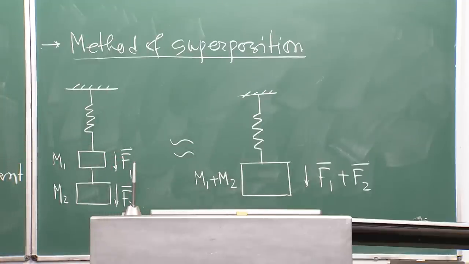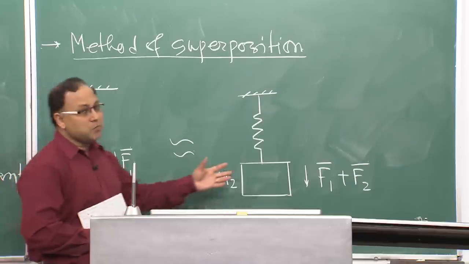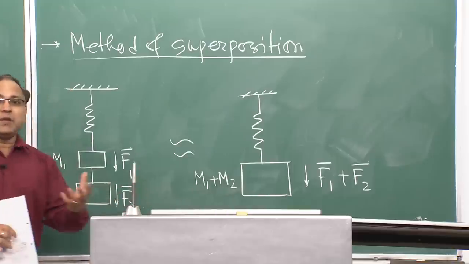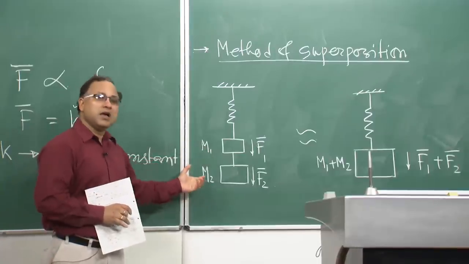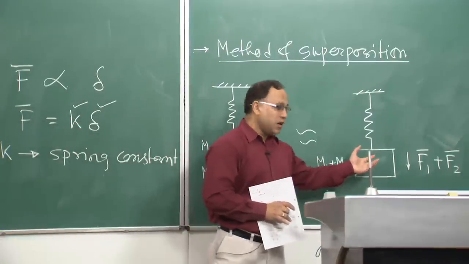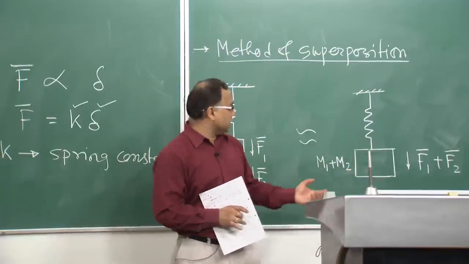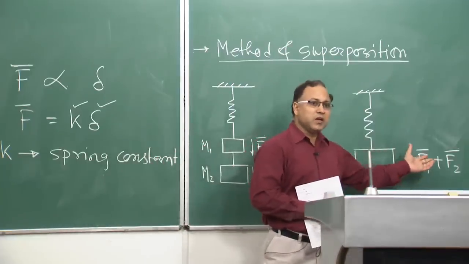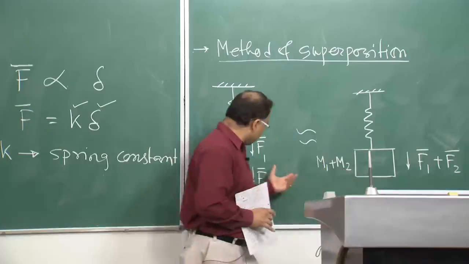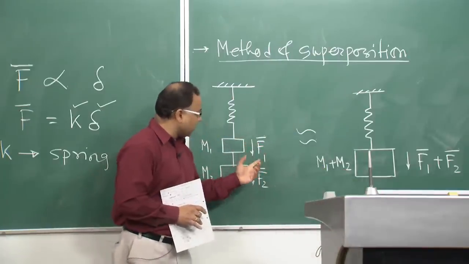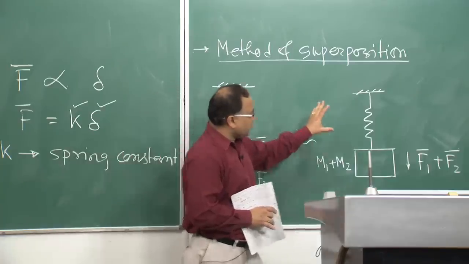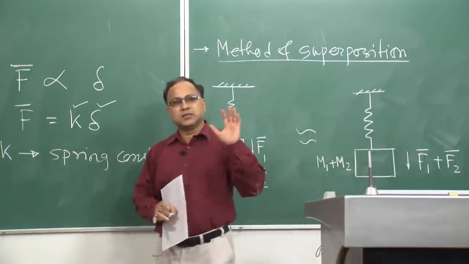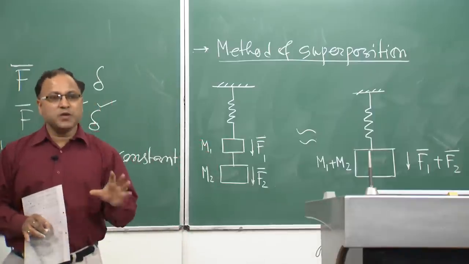Okay? The only thing is that instead of having two individual masses, I am having only one mass, but the total magnitude of mass is the same. In this case it is M1 plus M2, and in this case only a single mass, M1 plus M2, which is giving F1 plus F2 force. And here, individually, you are getting forces F1 and F2. So the response of this system and the response of this system will be the same. The effect will be the same.